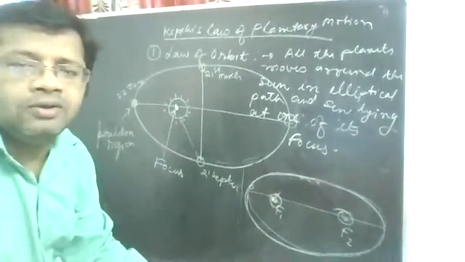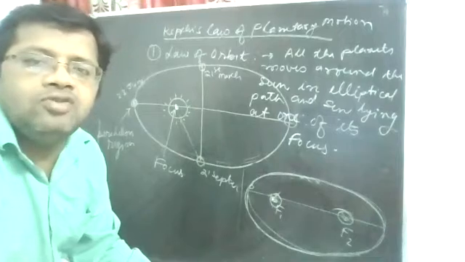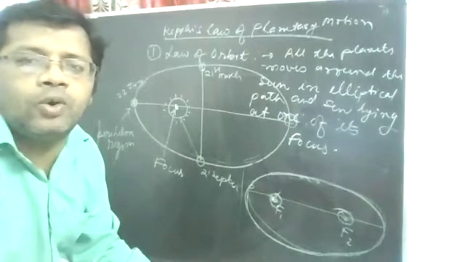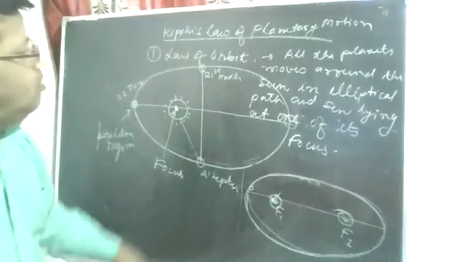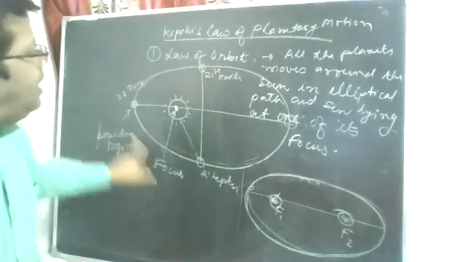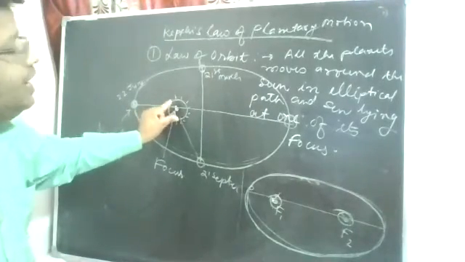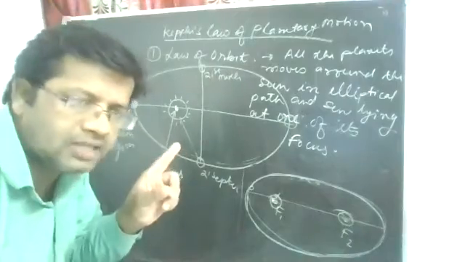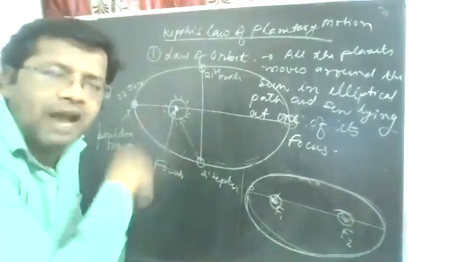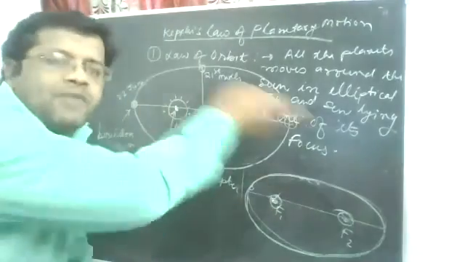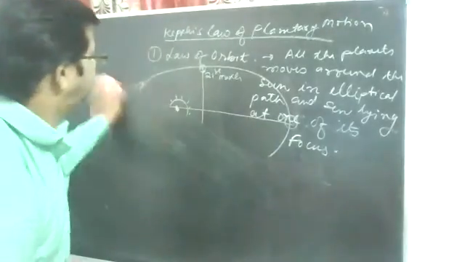This first law of Kepler is known as the law of orbit. What is this law? All the planets move around the sun in an elliptical path, and the sun is present at one of its focus points. According to this law, the paths of the planets are not circular. They are elliptical.